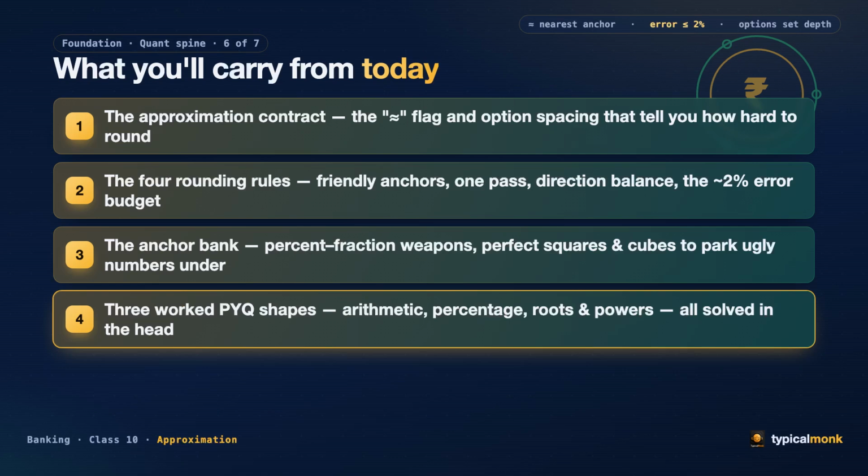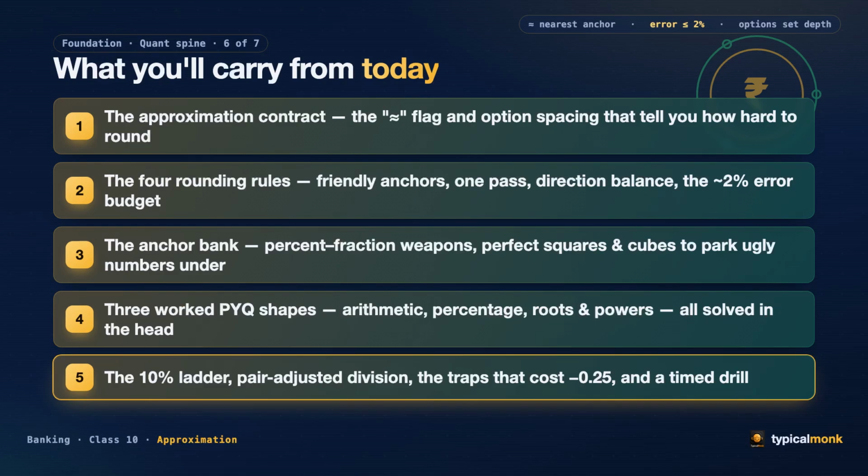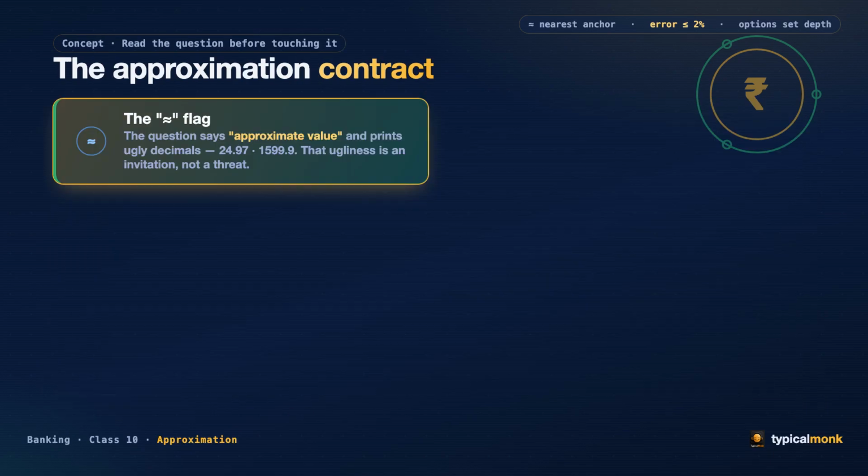Fourth, 3 worked example shapes, plain arithmetic, percentage, and roots and powers, all 3 solved in the head, not on paper. And fifth, the 10% ladder, pair adjusted division, the traps that charge minus 0.25, and a time drill. Ready? One idea at a time. First, learn to read the question before touching it. Approximation is a contract between the examiner and you, and it has 4 clauses.